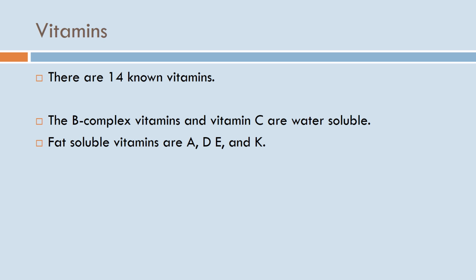There are 14 known vitamins, and these vitamins are divided into two groups. The first group is known as water soluble vitamins. The examples are B complex vitamins and vitamin C. Whereas the other group is fat soluble vitamins, and it includes vitamins A, D, E, and K.